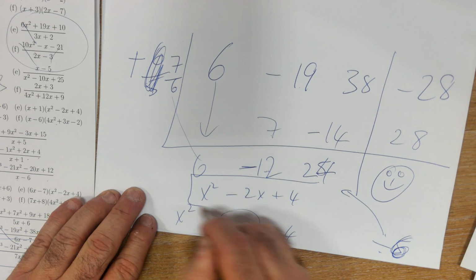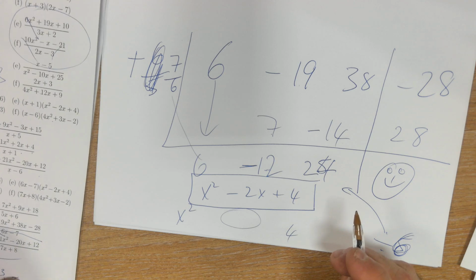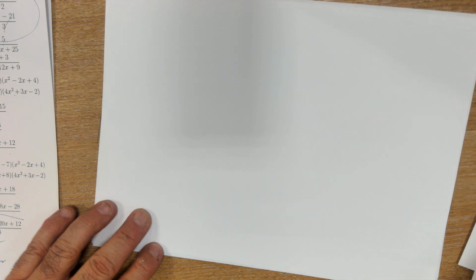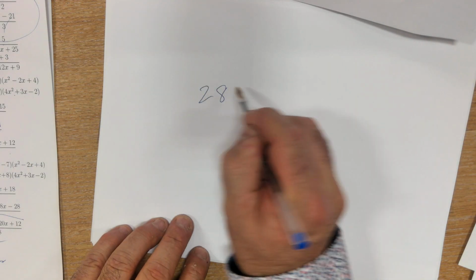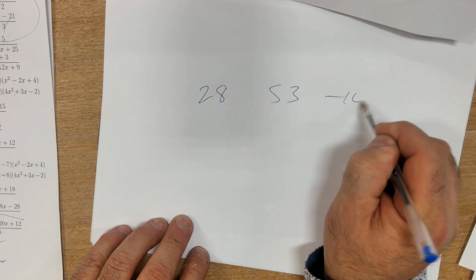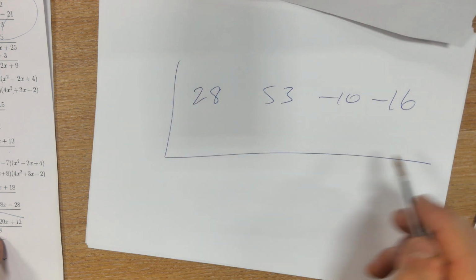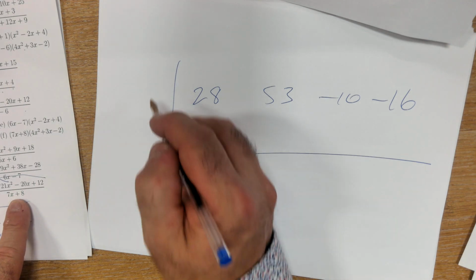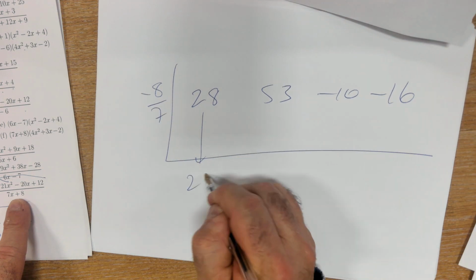So you've seen maths at its best because you've seen the problem solving part of it. Okay? And now the last question we're going to do involves this bit here from the corresponding question earlier. So my coefficients are 28, 53, negative 10, and negative 16. My denominator is 7x plus 8 gives me a denominator of minus 8 over 7. Let's quickly get this done.